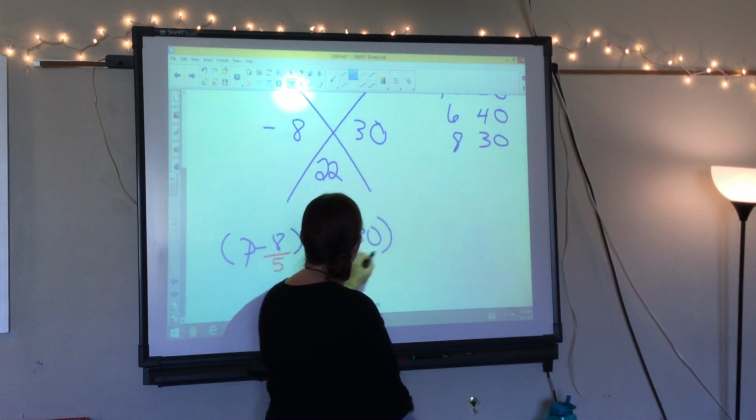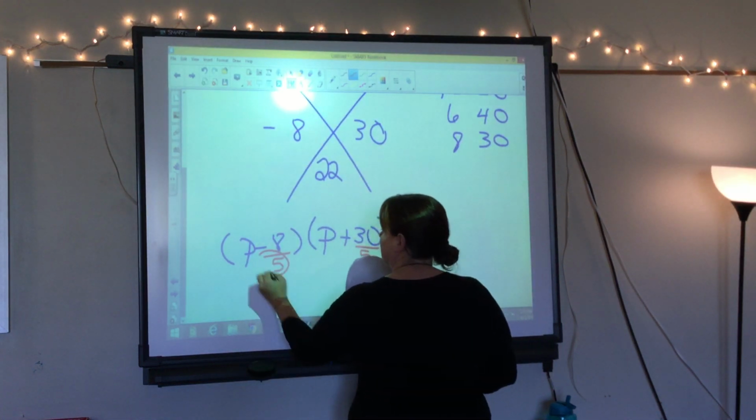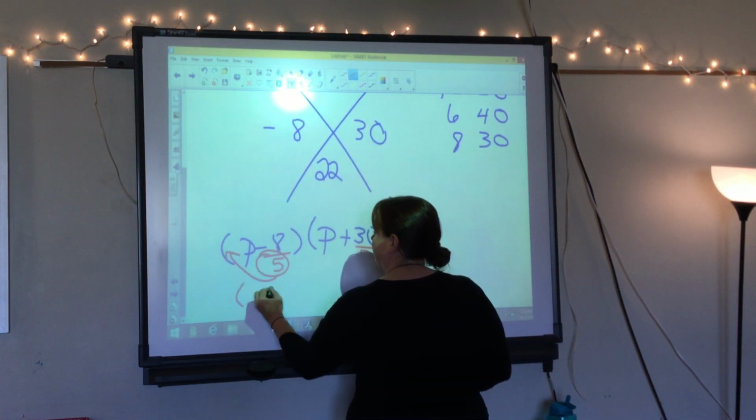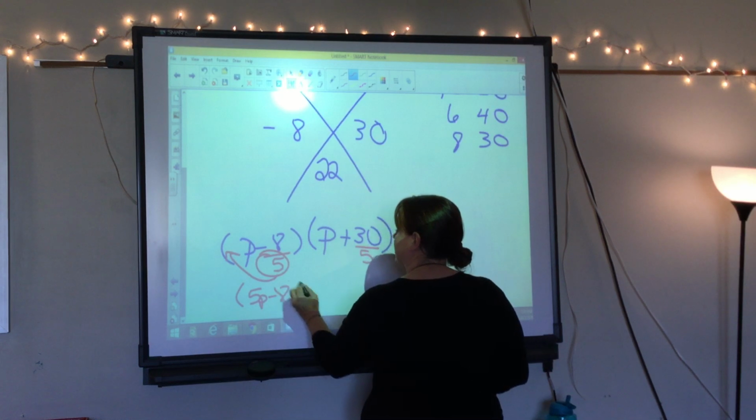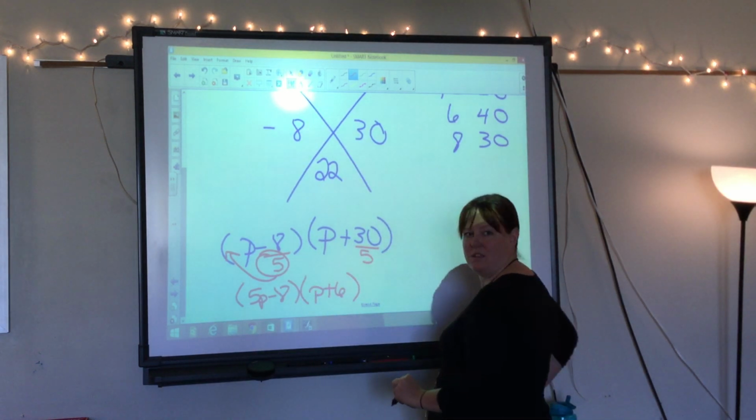So we do 5 here and 5 here. This one doesn't go evenly, so we bring it out and we have 5p minus 8 and p plus 6. It's not bad, right? I can do this. I got this.